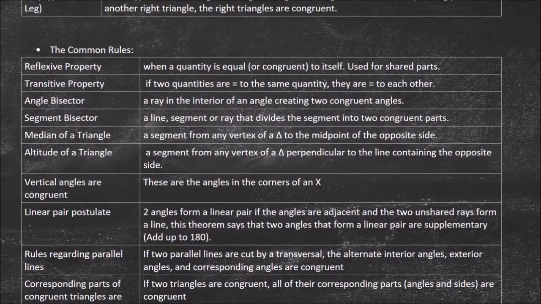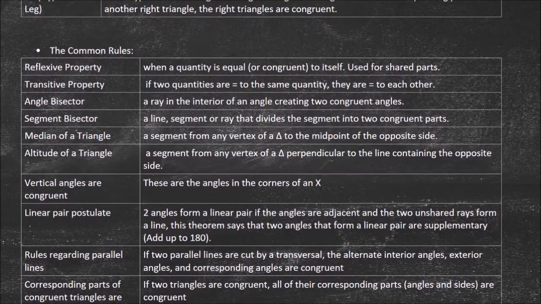I know we went through the other rules first, but it's important to understand what we're trying to get to before we think about how we need to get to it. So these are the common rules. The reflexive property: when a quantity is equal or congruent to itself, used for shared parts.